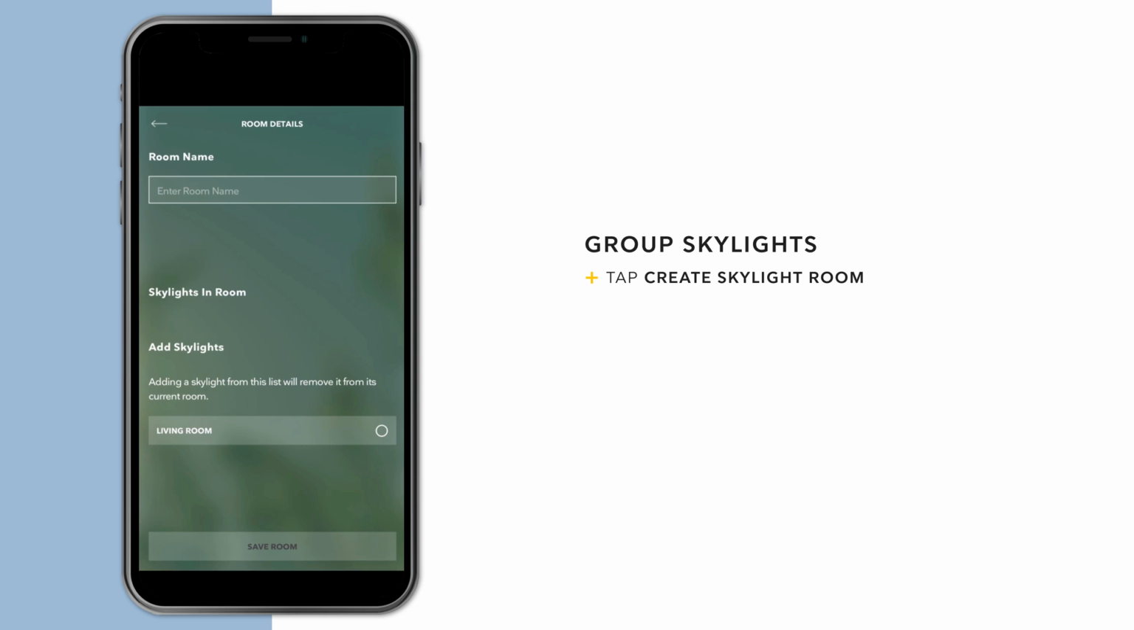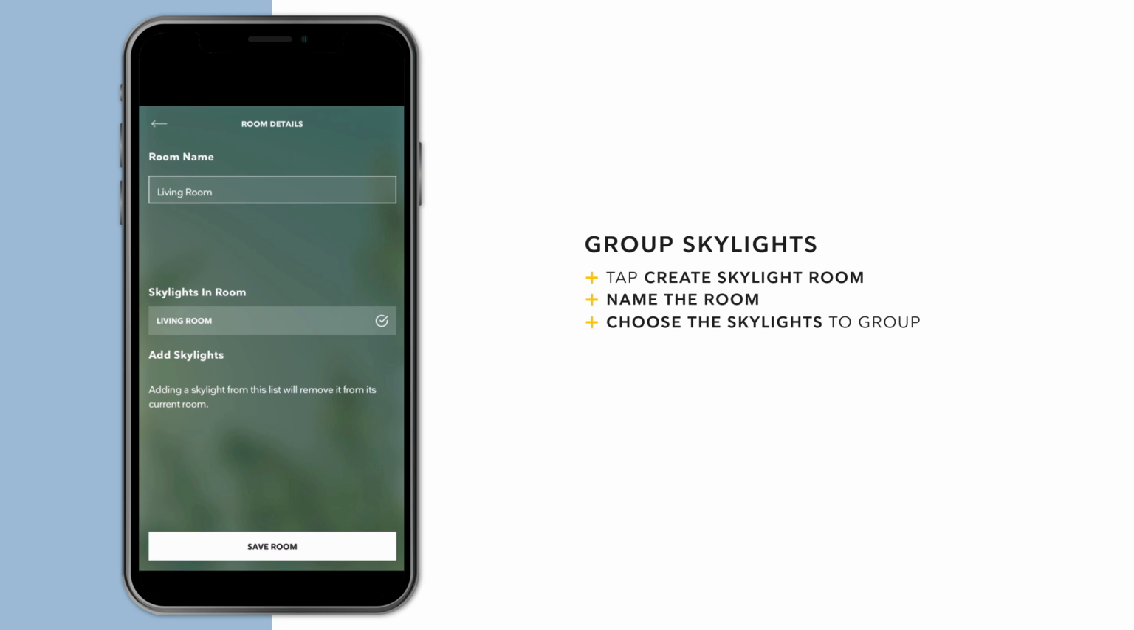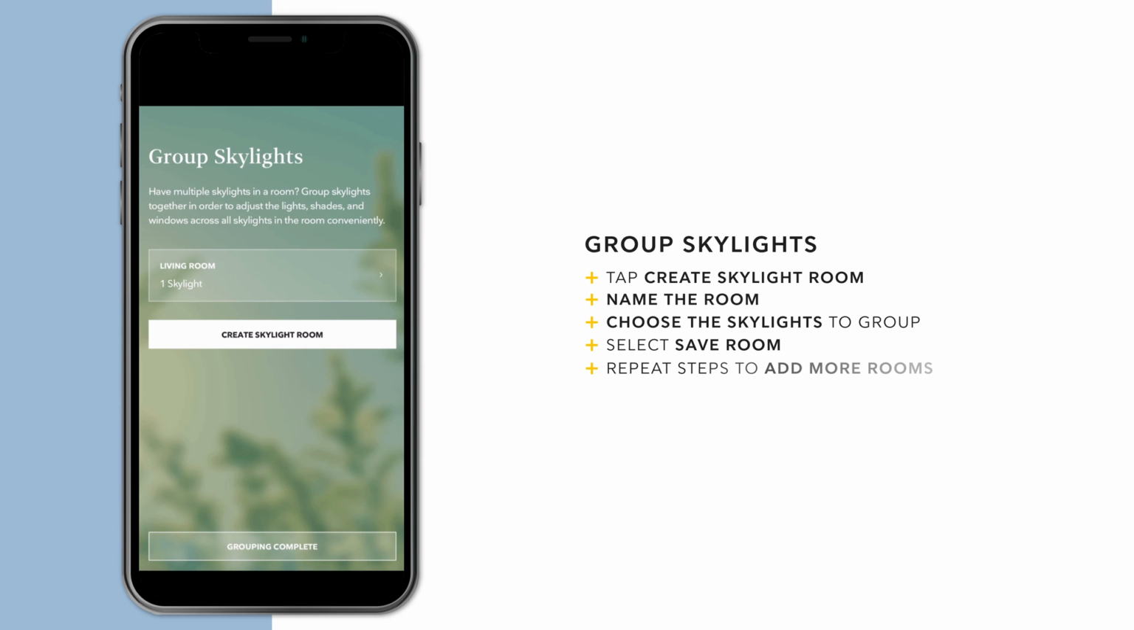Grouping skylights together allows you to control more than one skylight at the same time. Name the room where you want to group the skylights. Choose the skylights you want to group from the list of available skylights, and then select the Save Room button. Repeat these steps if you'd like to create more rooms or select the Grouping Complete button.